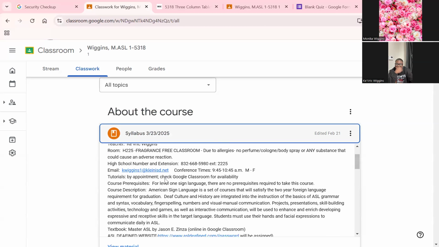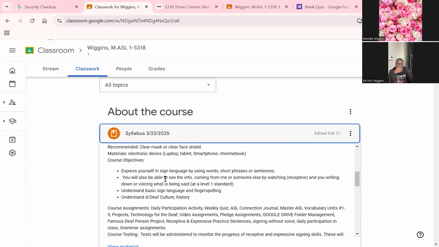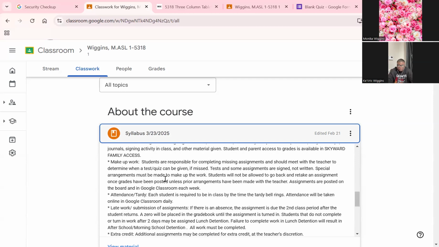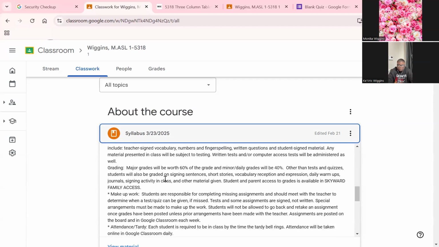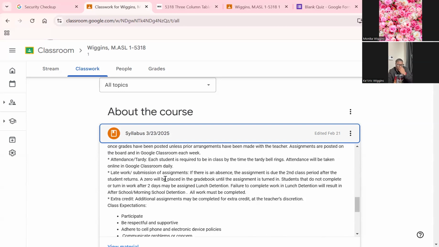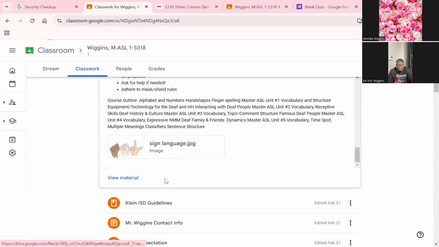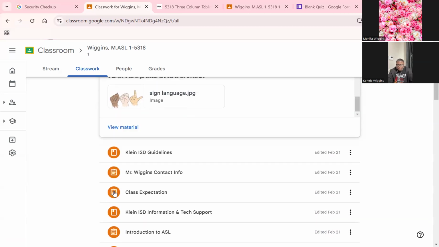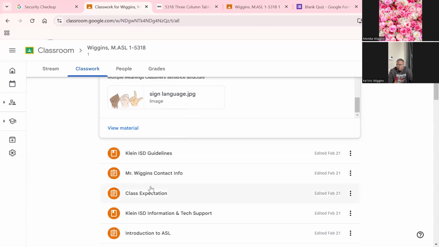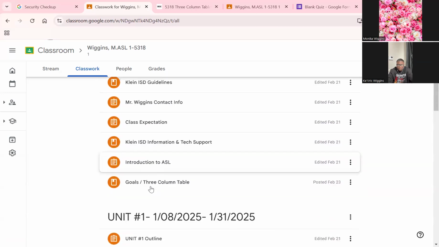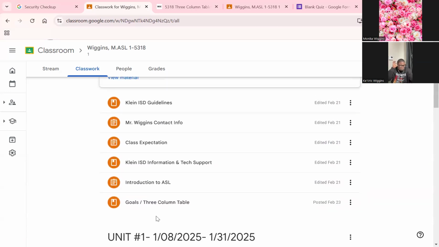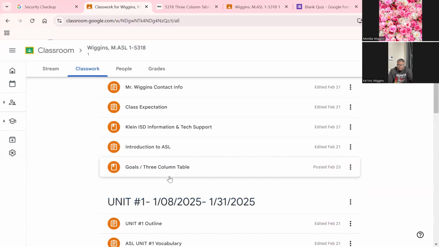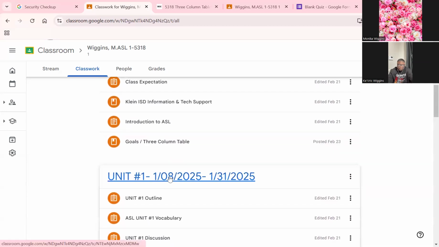He also has more contact information there as well. So I thought that was really good. And he also had his grading, makeup work, and attendance. That's all in his course as well. Mr. Wiggins also included some links there. All the links that I did look over and try worked. Again, Mr. Wiggins has his expectations and guidelines there also, and I see that he had his goals and his three-column table there.